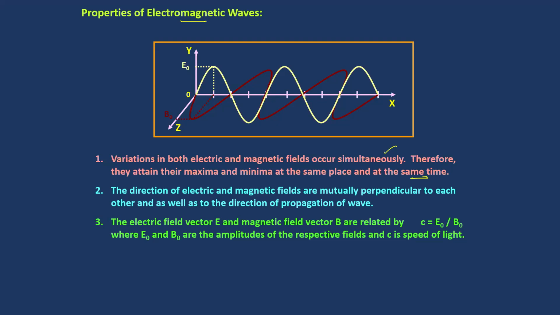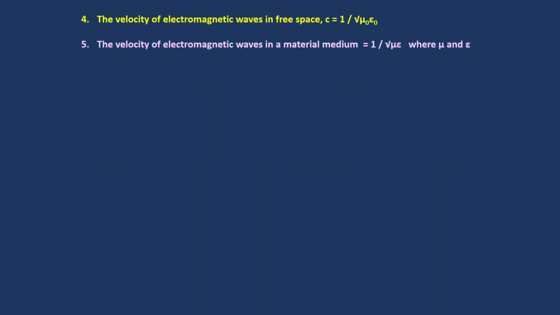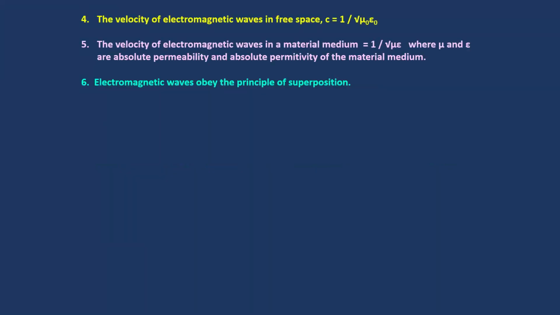The electric field vector and the magnetic field vector can be related using the equation c is equal to E naught divided by B naught. Here c represents the speed of light, and E naught and B naught represent the amplitudes of the electric and magnetic fields. And the fourth property is about the velocity of an electromagnetic wave in free space.